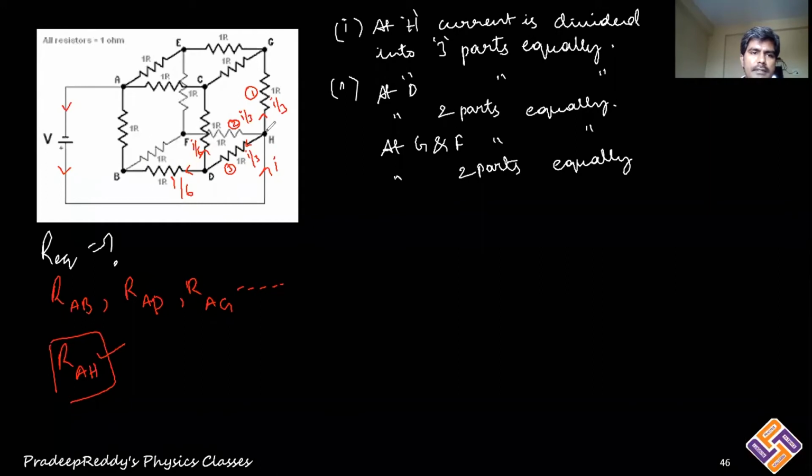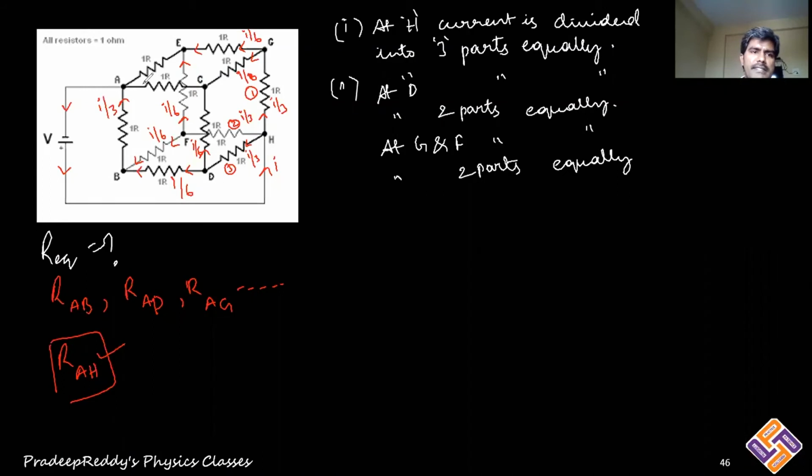Come to this. There will be I by 6 current entering here. Next, come to G. At G, we have division into two parts, that is I by 6 and I by 6. Now, I by 6 is coming from here and I by 6 is coming from here. Totally it becomes I by 3.